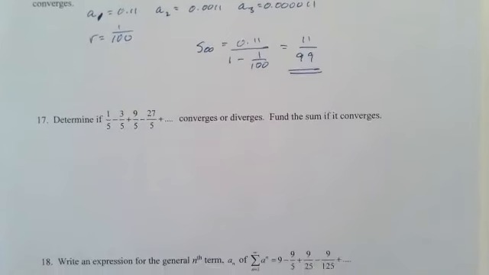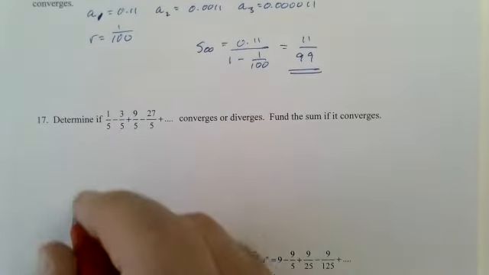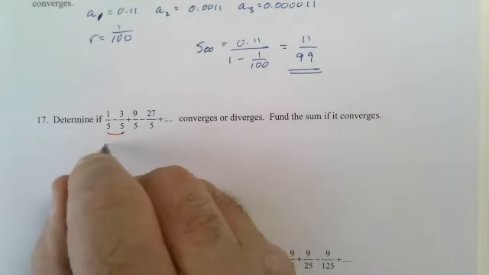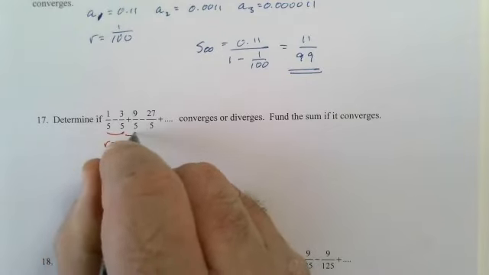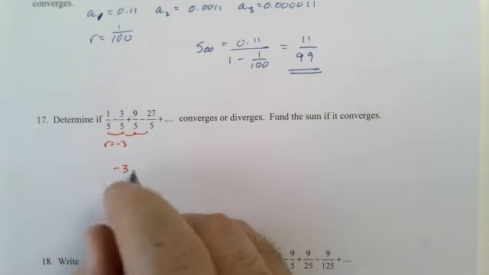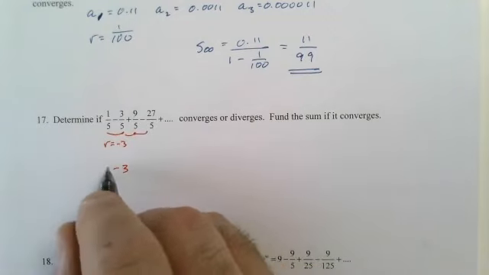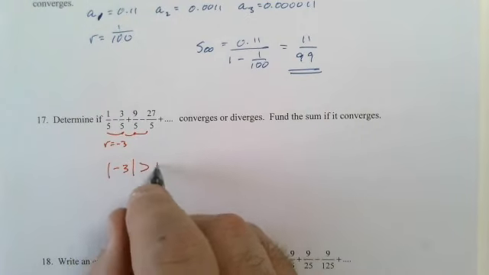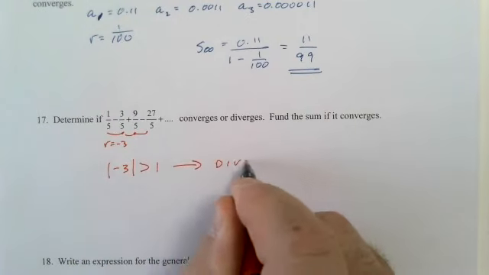For the next one, it is being multiplied by negative 3 each time. So r equals negative 3. The absolute value of negative 3 is greater than 1. It diverges.